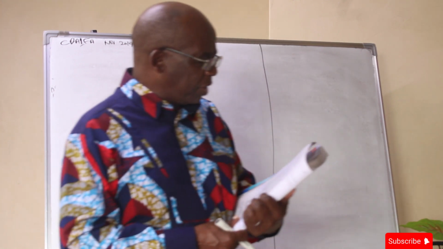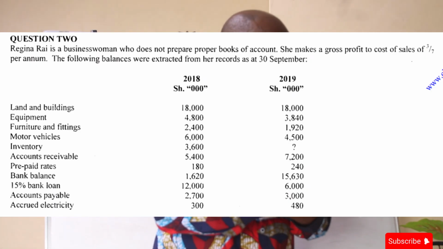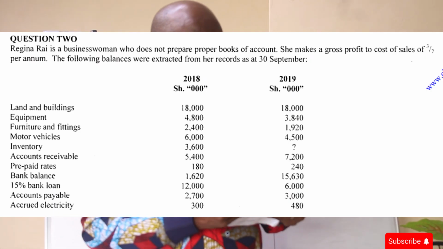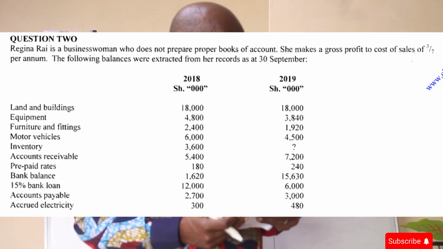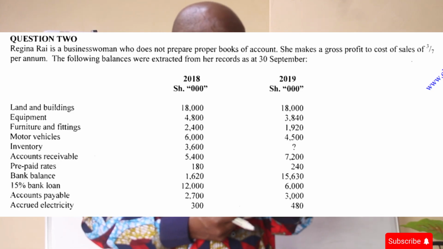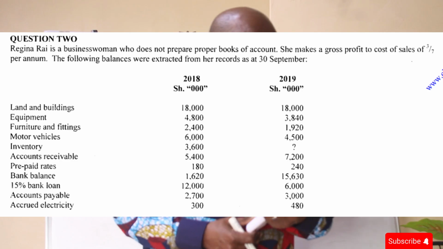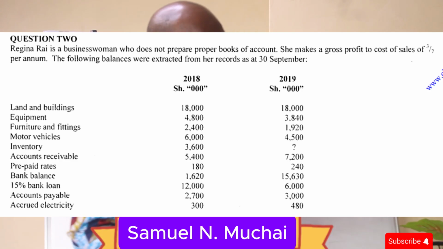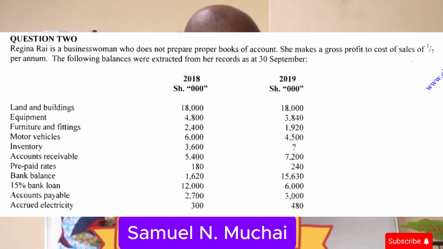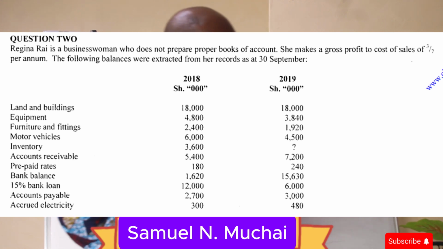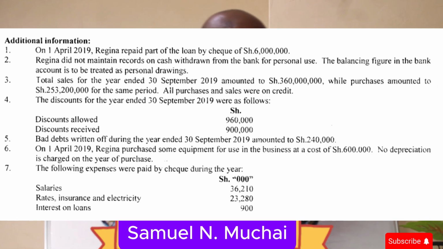So the question reads, Regina Rai is a businesswoman who does not prepare proper books of accounts. She makes a gross profit to cost of sales of 3 over 7 per annum. The following balances were extracted from her records as at the 30th of September: land and building, equipment, furniture and fittings, motor vehicles, inventory, accounts receivable, prepaid rates, bank balance, 15% bank loan, accounts payable, accrued electricity.